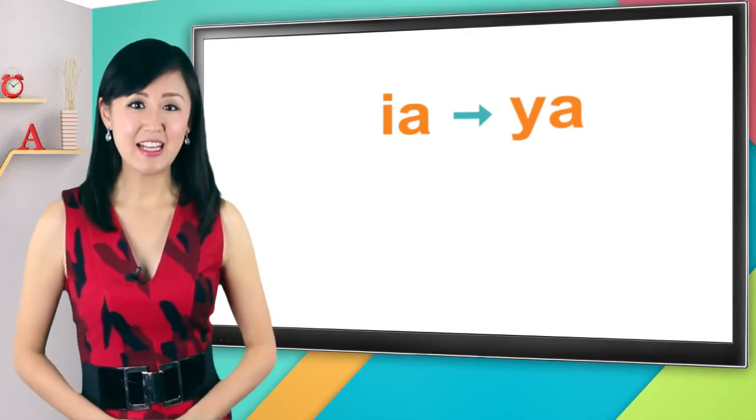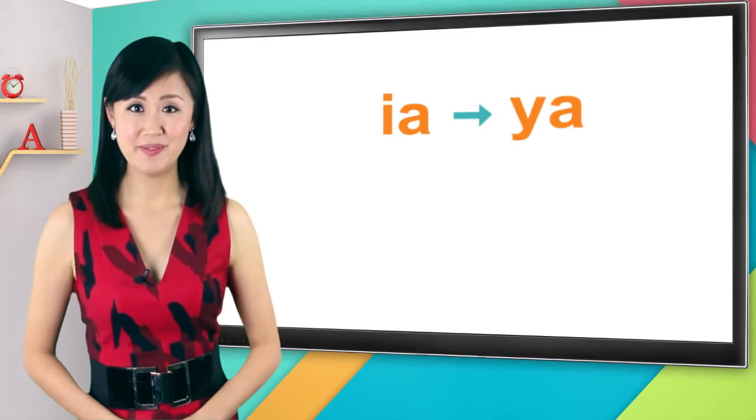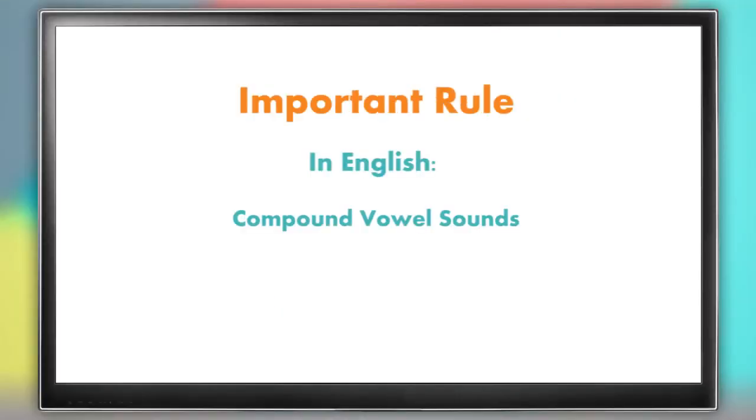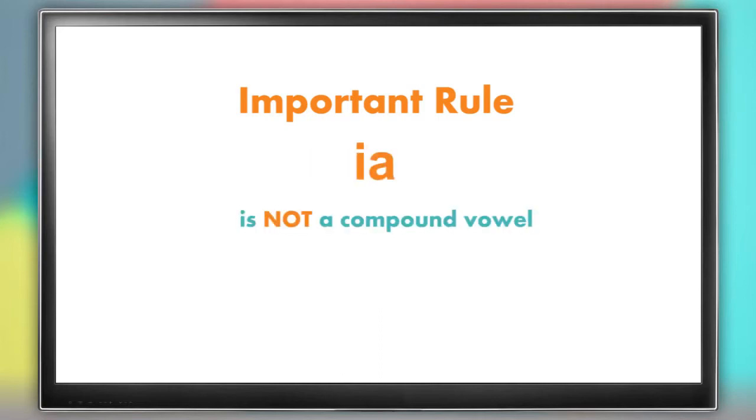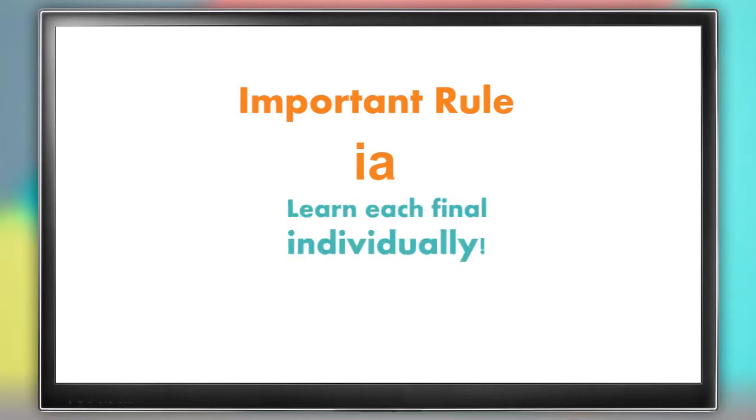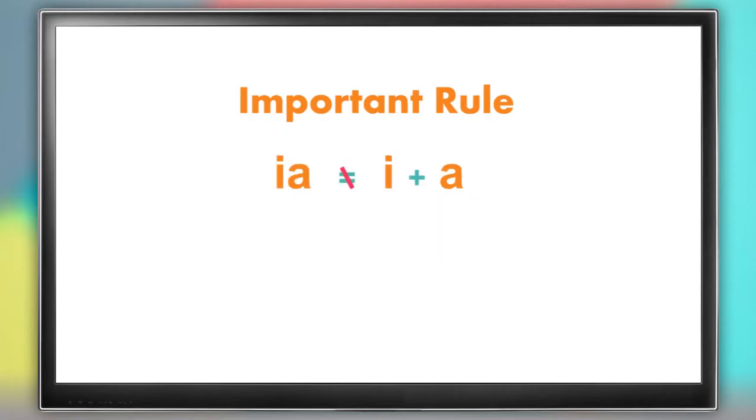Let's pause here for just a second so that I can tell you something very important. In English, you have compound vowel sounds like ea in create. In English sounds like that, there's a distinct but smooth transition from one vowel to another. Create. Chinese is different. Don't think of ia as being a compound vowel. As I said before, learn each final sound as being its own unique sound. So don't think of ia as being e plus a. It's spoken as just one sound, ya.